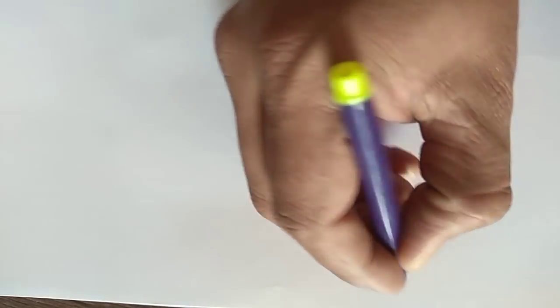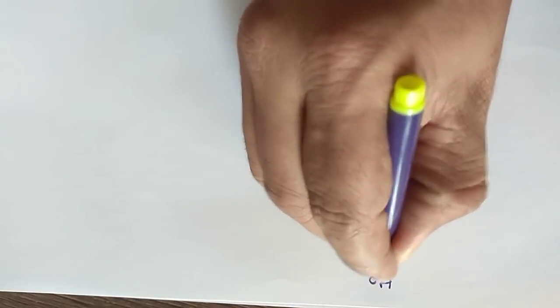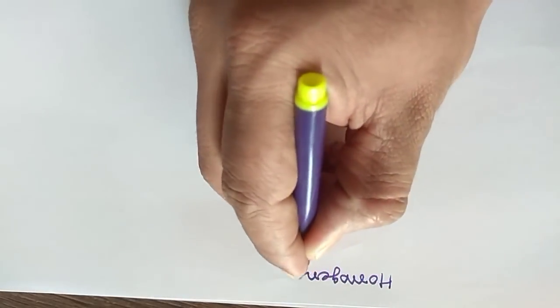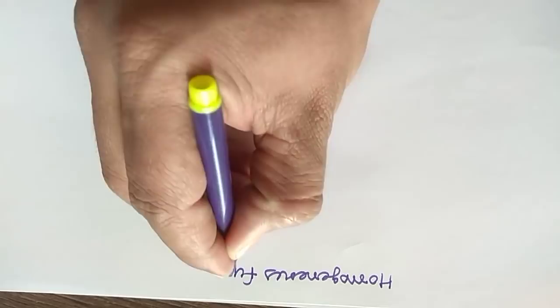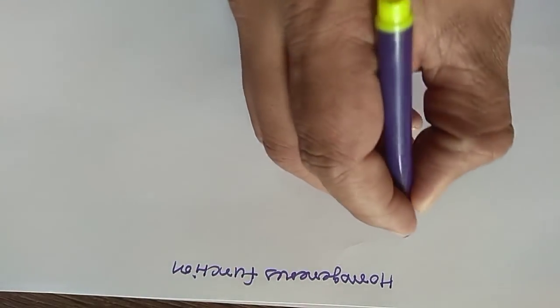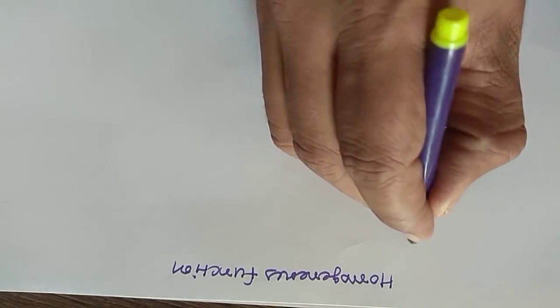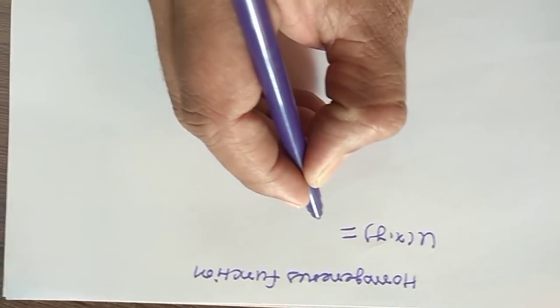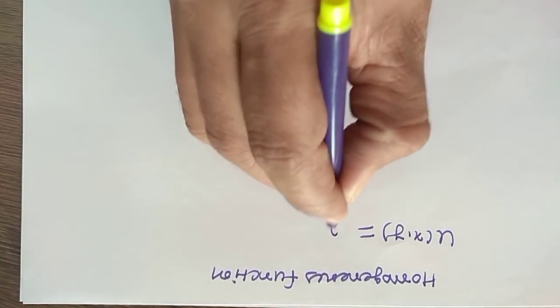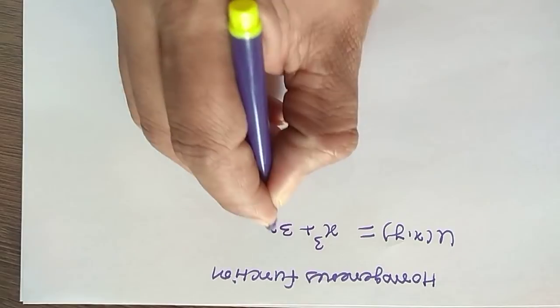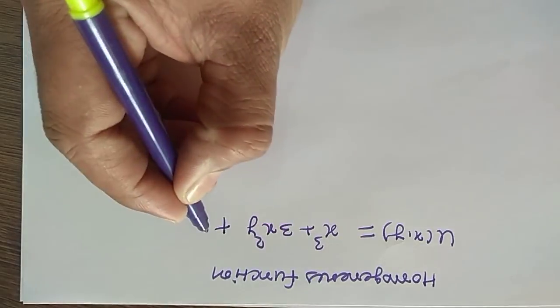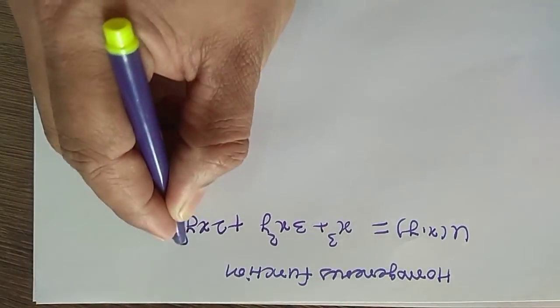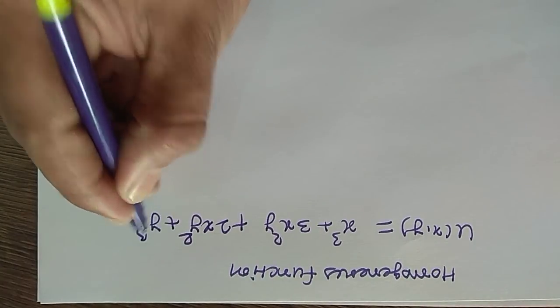Good morning friends. I will introduce a new idea about homogeneous functions. Here I will consider one example. U is a function of two variables x and y, which is equal to x cube plus 3x square y plus 2xy square plus y cube.